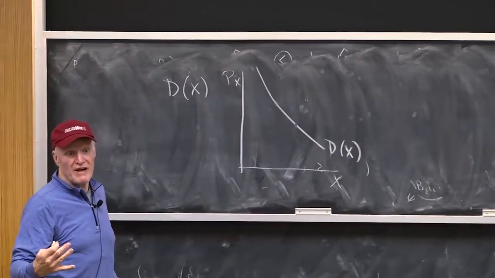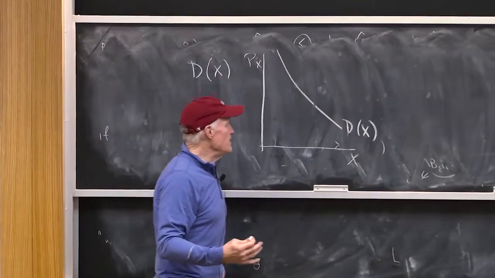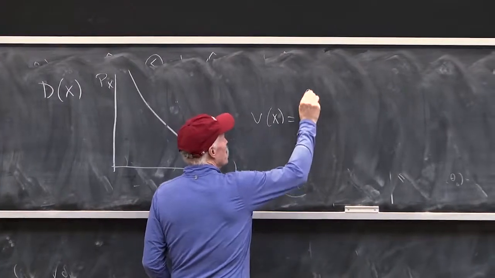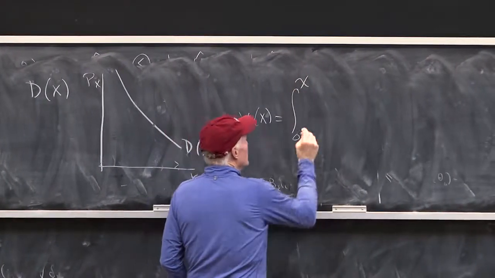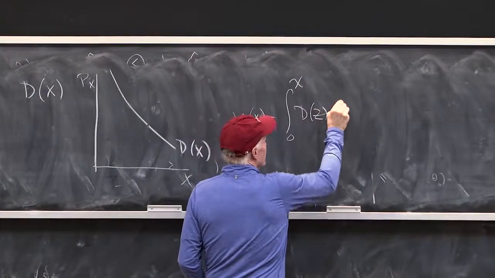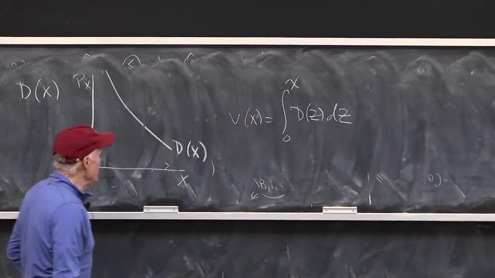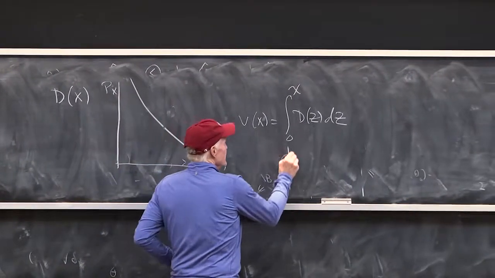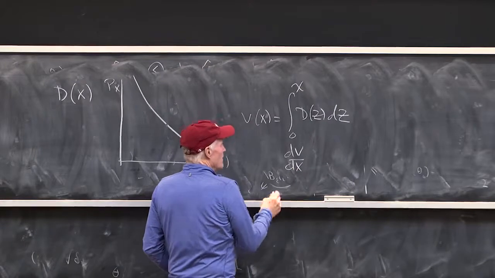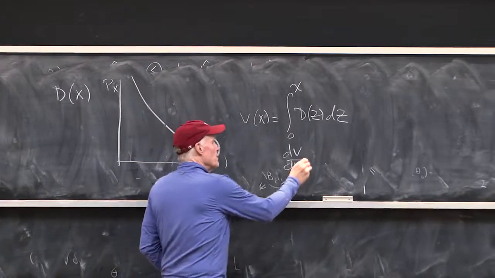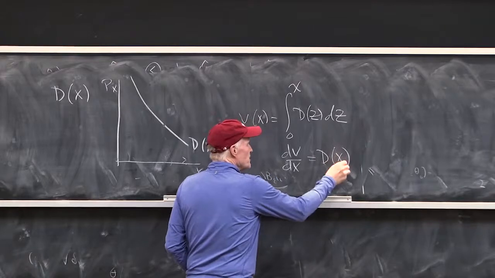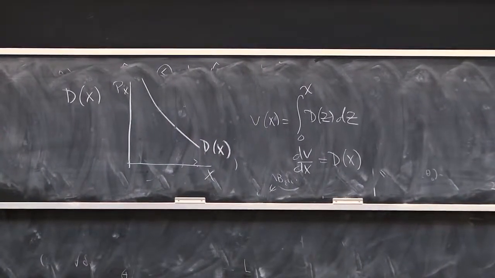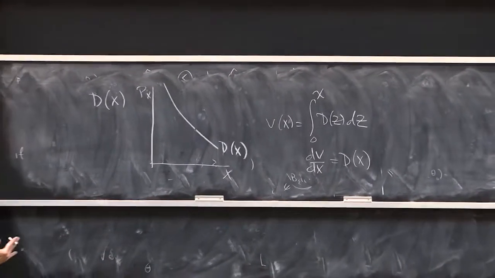Think of that as like a marginal value schedule. Then you can define v of x equals the integral from 0 to x of d of z dz. Okay, it's the area under the demand curve. Then dv/dx, of course, by the fundamental theorem of calculus, would be equal to d of x. That is, the derivative of this function v would be equal to the demand function I'm interested in.